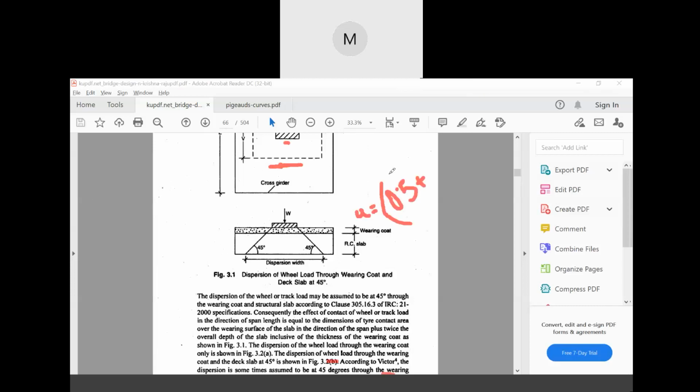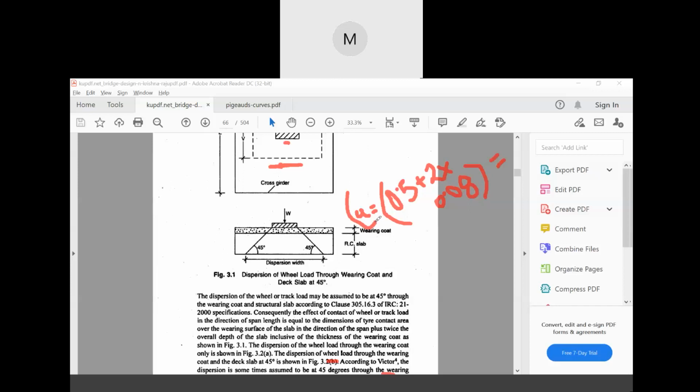Therefore, we can write it as plus 2 into 0.08. Yes, we have to convert this into meters, right? So this will give you an answer of what? 0.66 meter. So this is how you find out u.